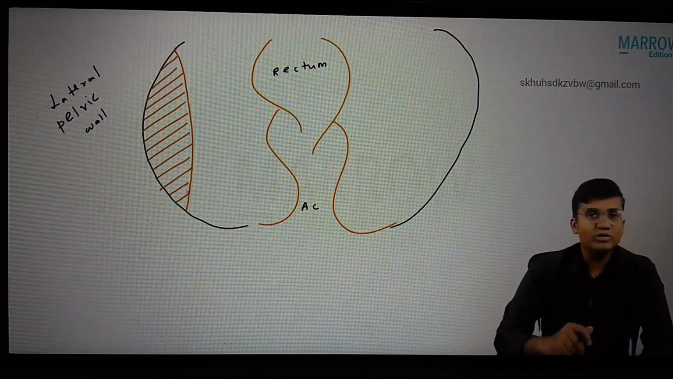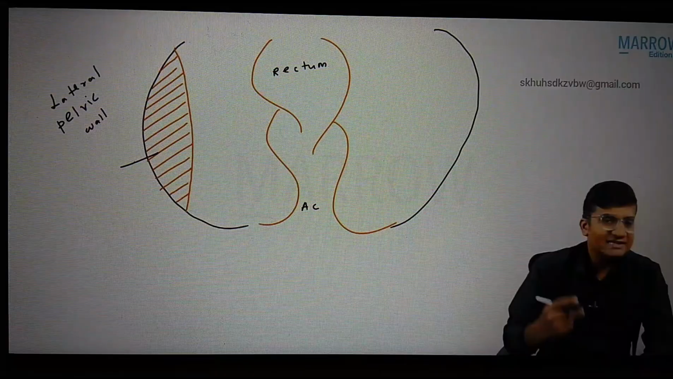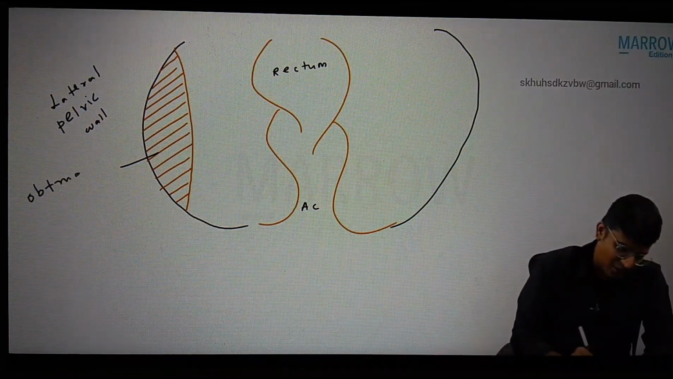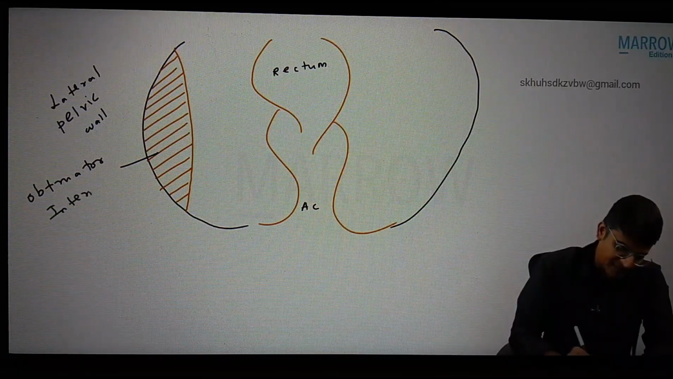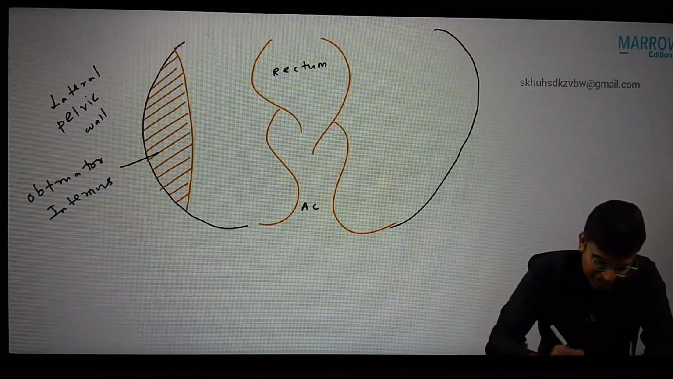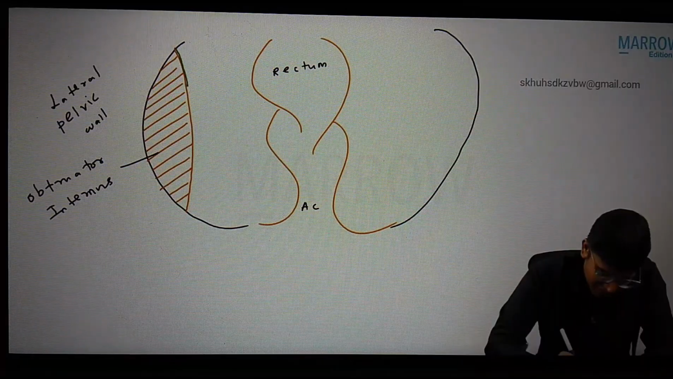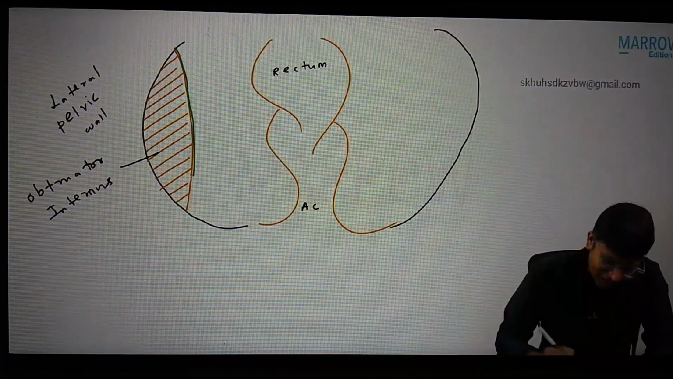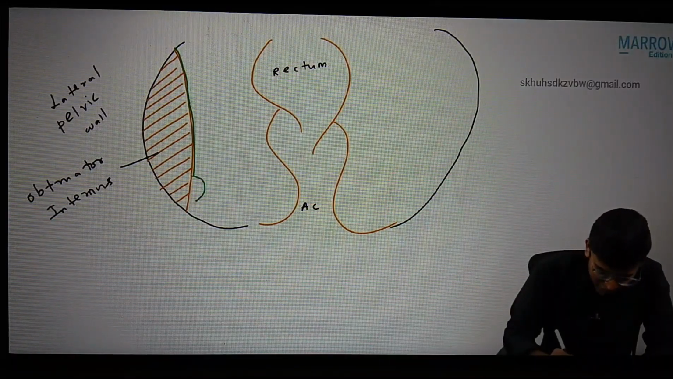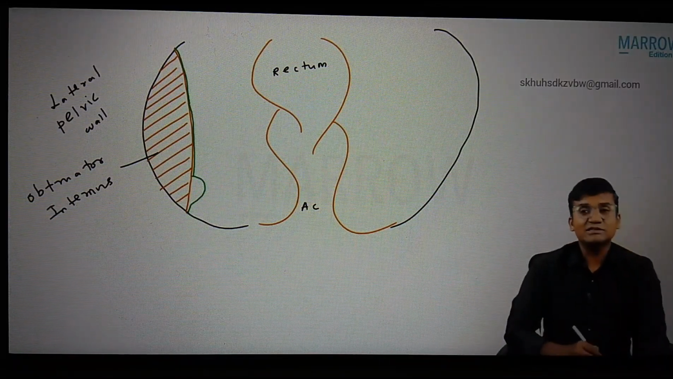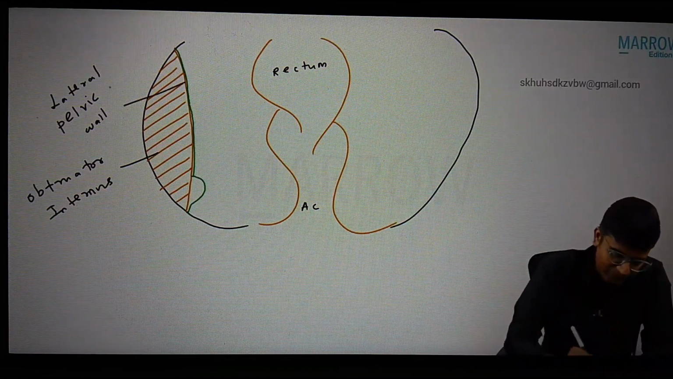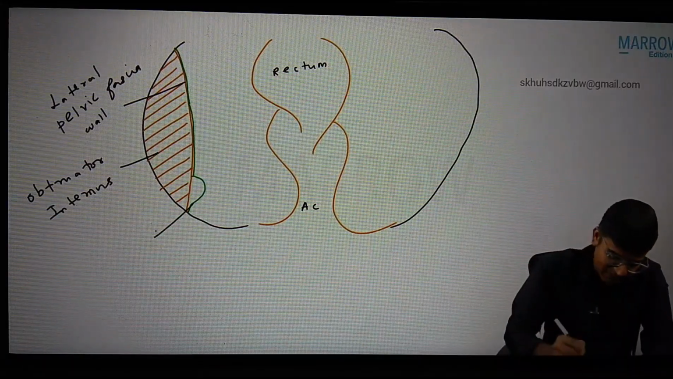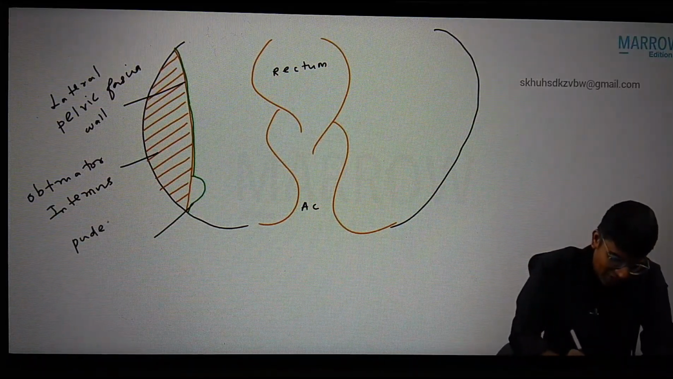Now, we have fascia over the obturator internus muscle, called the fascia over obturator internus. Very simple. This is the obturator internus muscle, and we have a fascia over this muscle. This fascia splits to form a canal, called Alcock's canal or the pudendal canal.